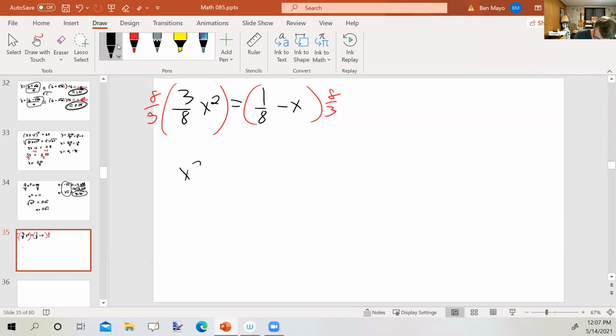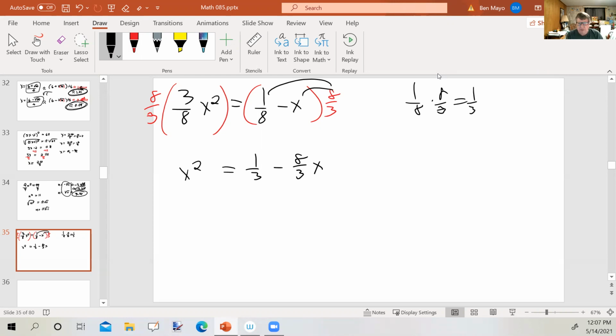On the left, we get x squared. On the right, 1/8 times 8/3 would be 1/3, and then minus 8/3 x. Okay, so all I've done is get my leading coefficient to be a 1. Next, I need all the terms with the variable on the left side, and in all the previous problems, they were already there. This time I need to move it over. I could move the 1/3 over, but then my next step would be to move it right back, because remember, we want the constant on the right side. So I'm going to add 8/3 x to both sides of the equation.